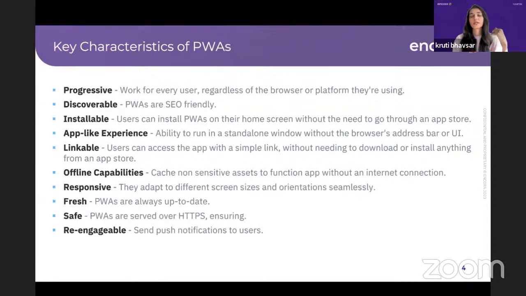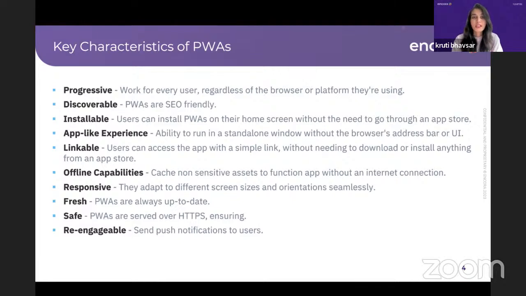So let's start with the key characteristics of PWA, which is what PWA is mainly focused on. First of all, it is progressive. Progressive is the main key characteristic. It means that regardless of browser or platform, they are not dependent on anything. It works flawlessly in every browser and every platform, so there is no dependency on hardware or software or anything.